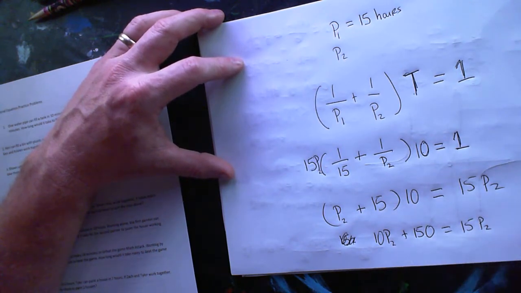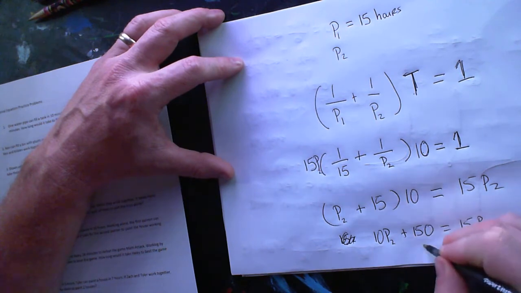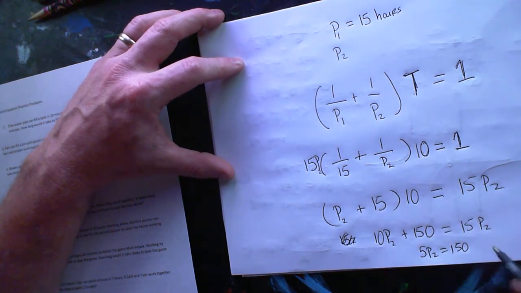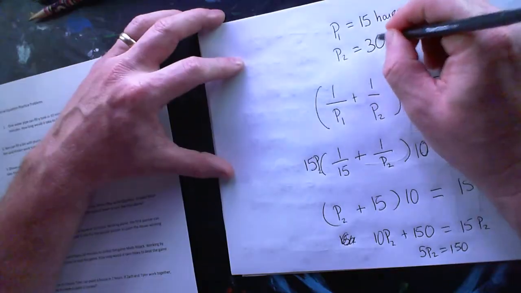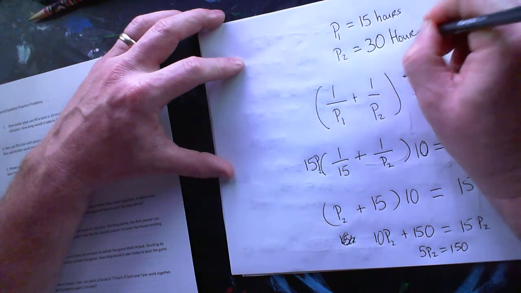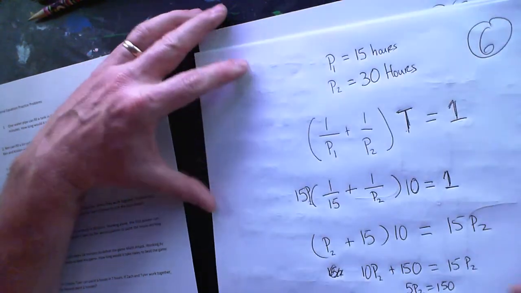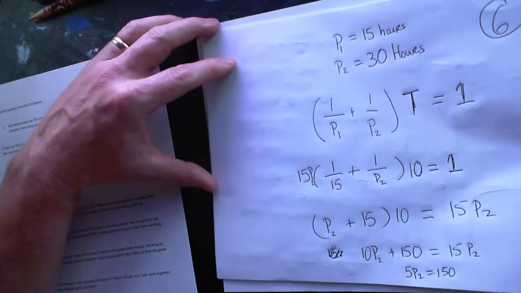Subtract the 10 P2 from both sides. We get that 5 P2 is 150. Divide both sides by 5, and P2 would be 30 hours. Again, that is number 6 on your worksheet.